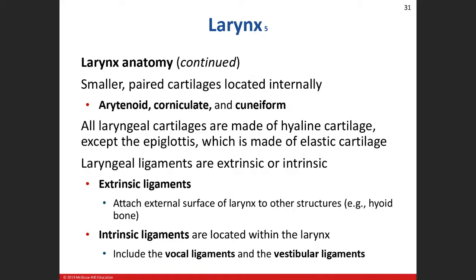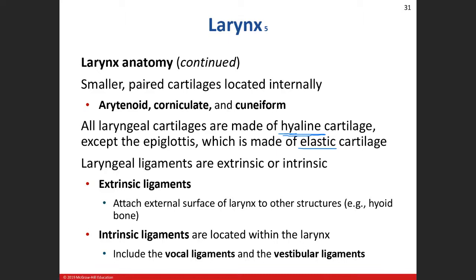The other cartilages, the paired cartilages, are the arytenoid, the corniculate, and the cuneiform here. Now, all of these are made up of hyaline cartilage except for the epiglottis. That's made up of elastic cartilage, which makes sense, because once you're done swallowing food or liquid, the epiglottis springs back open to its original shape, so you can let the flow of air back into the trachea here. These other cartilage structures are hyaline cartilage.